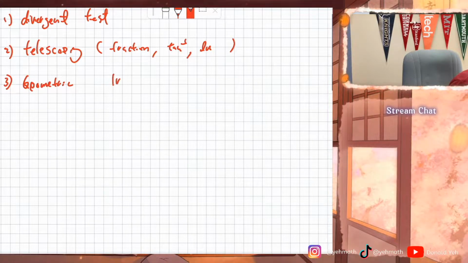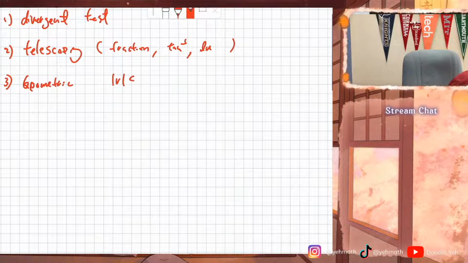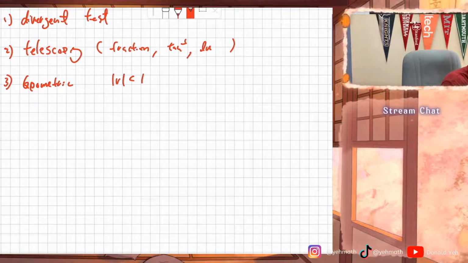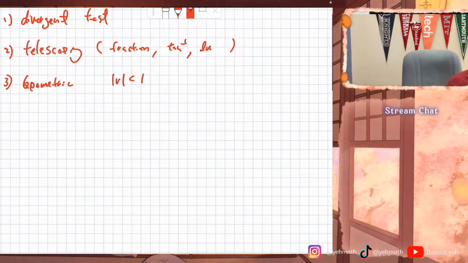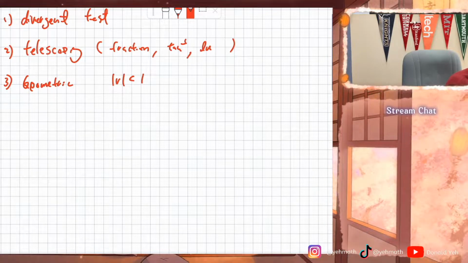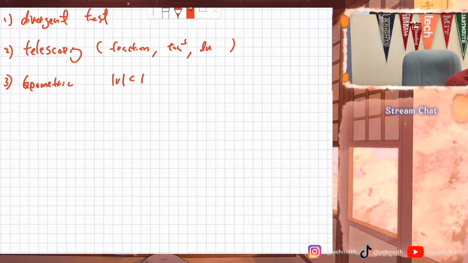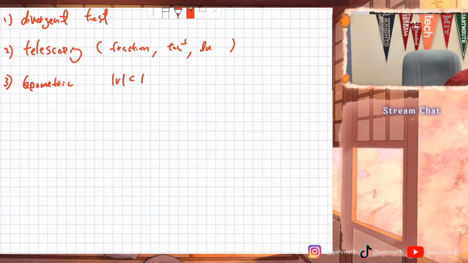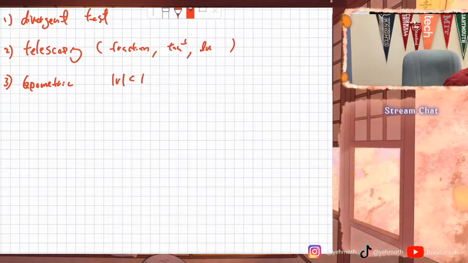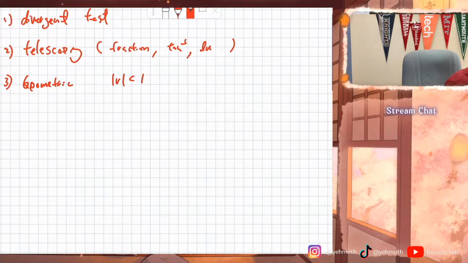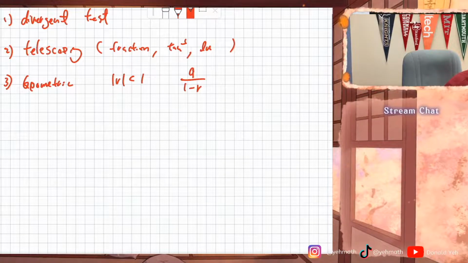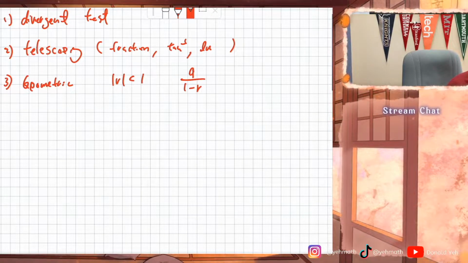So the R has to be less than 1, the absolute value of R. So in that earlier case, you thought of -4/3. No, that's still divergent. You can go to negative infinity. If the absolute value of R is less than 1, it converges. And usually you can do A over 1 minus R like this. Good?